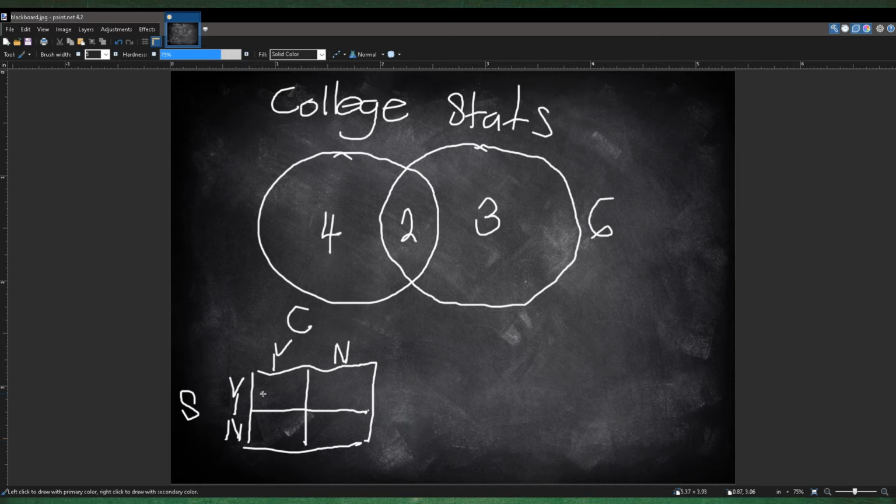So which one is taking college and taking stats, which is 2. Taking college but no stats, which is 4. And taking stats but no college is 3. And not taking college or stats, which is 6. And that's usually the table method. You might want to use the table method for more probability-based problems when you want to read it in a different way. But usually the Venn diagram is a good method and it's fine enough for you to use.